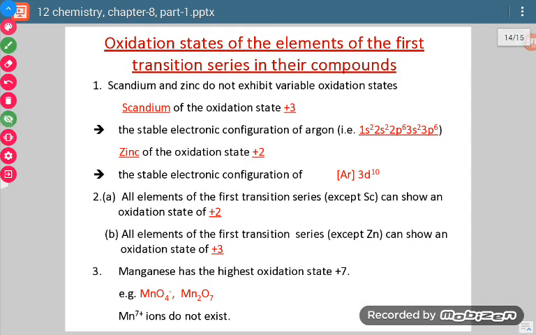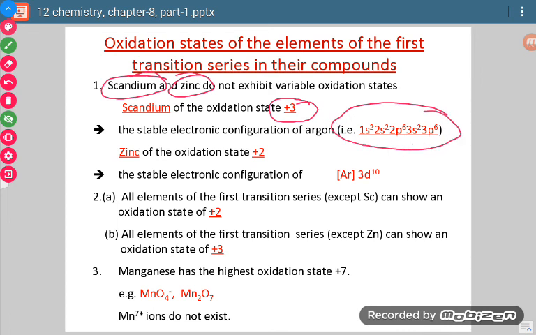Now let us discuss what we said. The very first thing: scandium and zinc do not show variable oxidation states. Sometimes it is asked which oxidation state is shown by scandium. What do you have to say? That only the +3 oxidation state is shown by scandium, because by doing so it acquires the noble gas configuration of argon. Similarly, zinc also cannot show variable oxidation state. It can only show the +2 oxidation state, because by doing so it also acquires the nearest noble gas configuration.